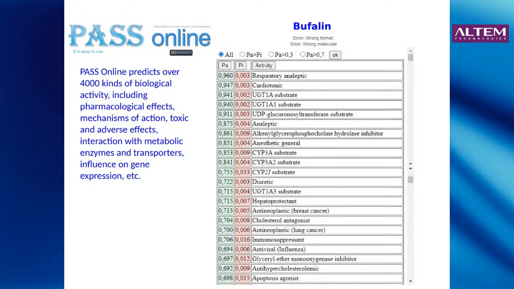And similarly, if you go to the lower end of the box, you can see that it is predicted to have antiviral activity because it's shown to have some activity against the influenza virus, and the probability of activity is given as 0.694, and the probability of inactivity is 0.006.